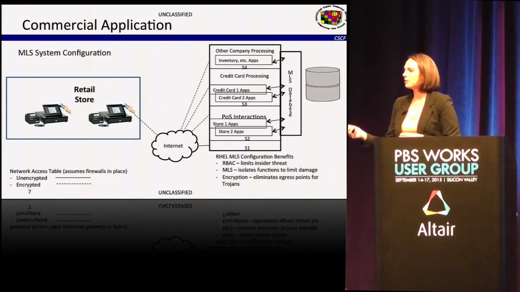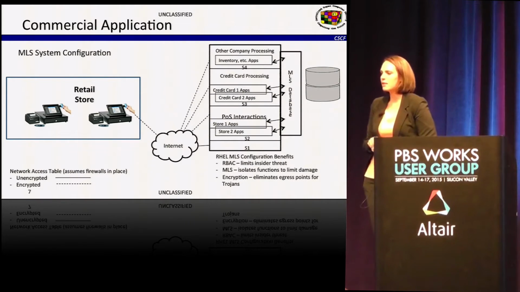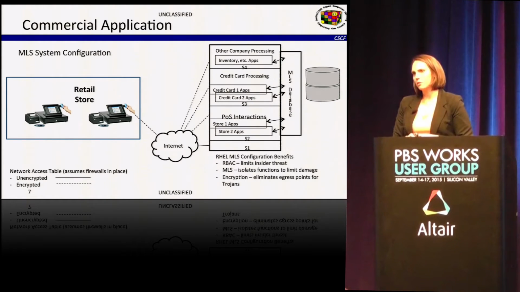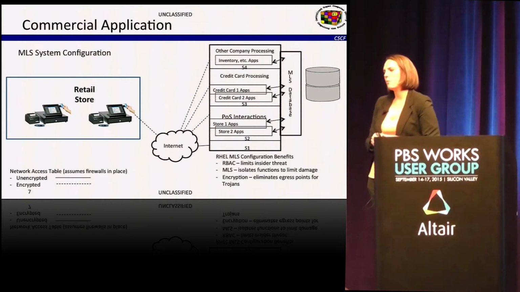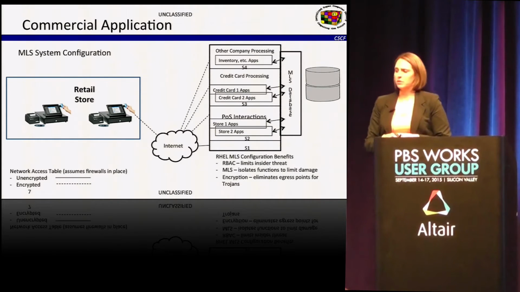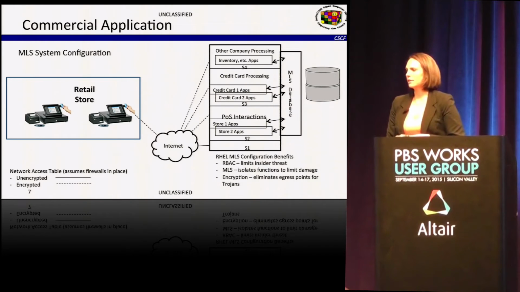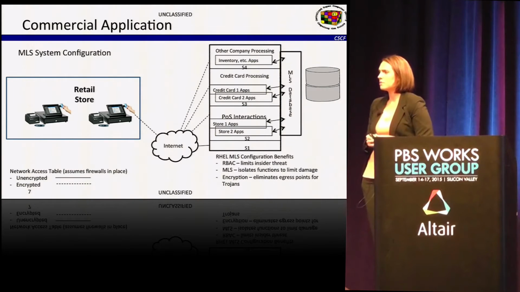Then you can have your point of service interactions that can occur at level S2. There's no way from the internet to get into that S2 level, so there's no bad guy egress point to go ahead and intercept those interactions. Same with, you can have credit card processing at S3, and you can have other company processing at S4.